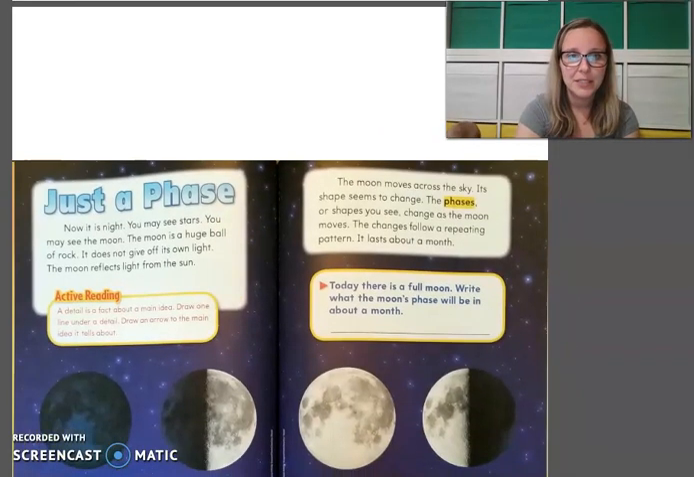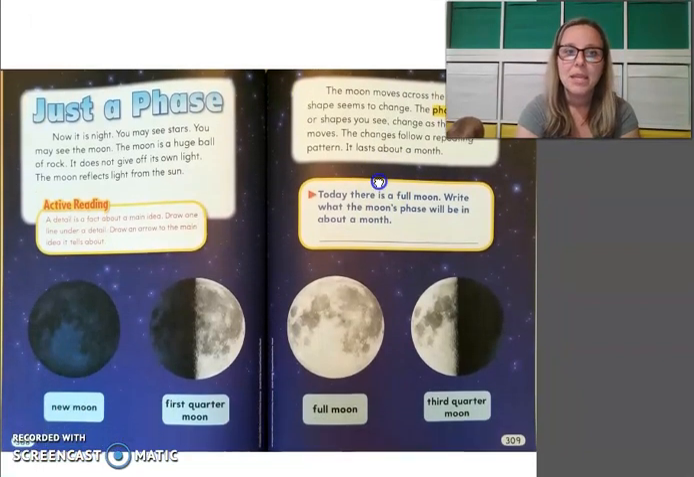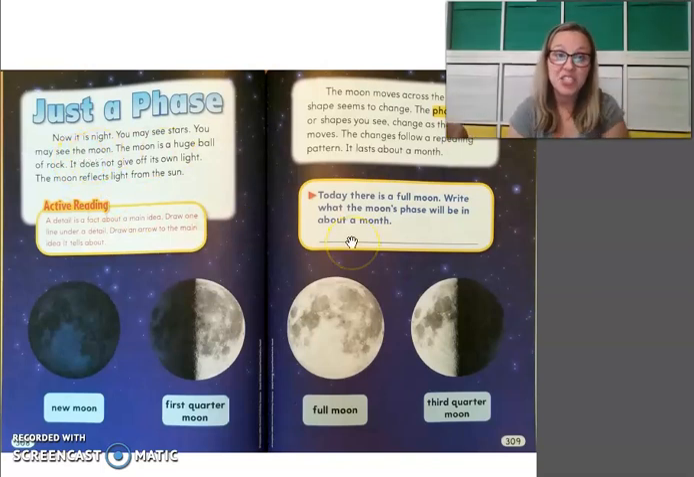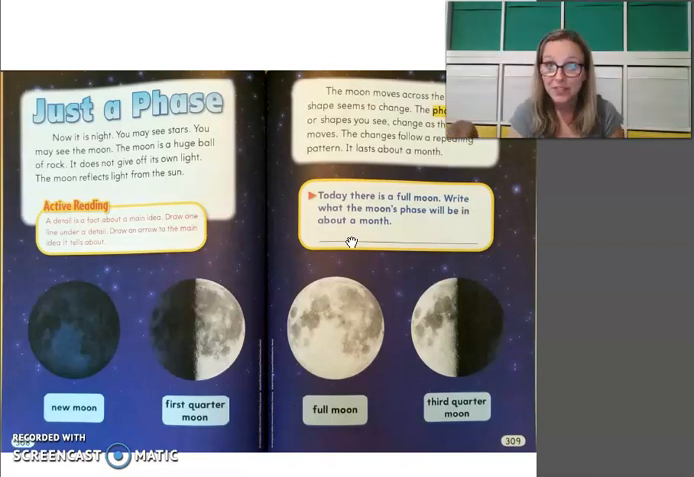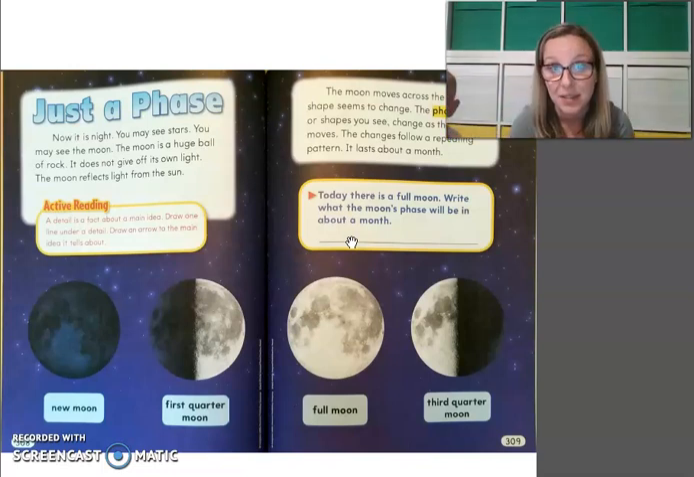All right. So we're looking here. It says just a phase. Now it is night. You may see stars. You may see the moon. The moon is a huge ball of rock. It does not give off its own light. That's so important to remember. When we see the moon at night, it looks like the moon is lighting up, but really that's not true. It's the moon reflecting light from the sun.